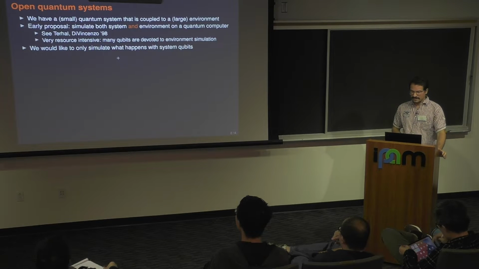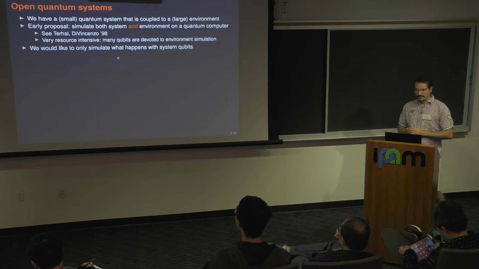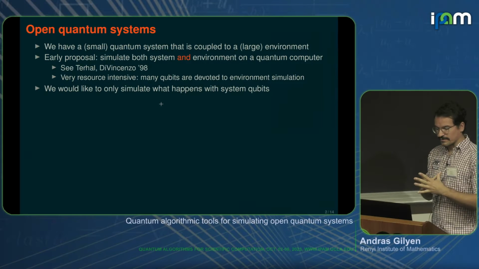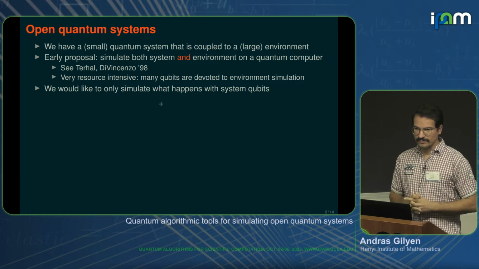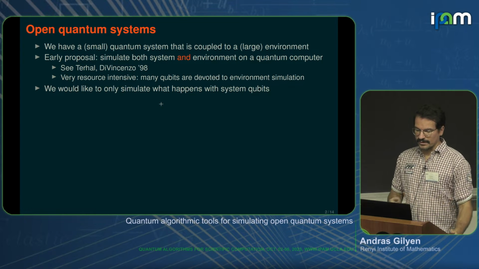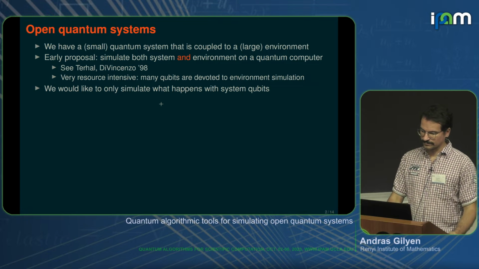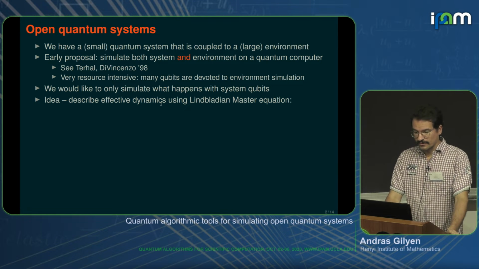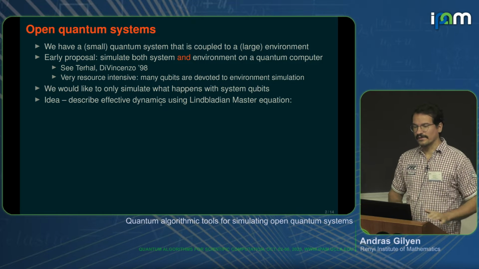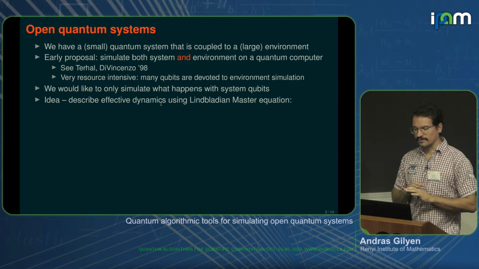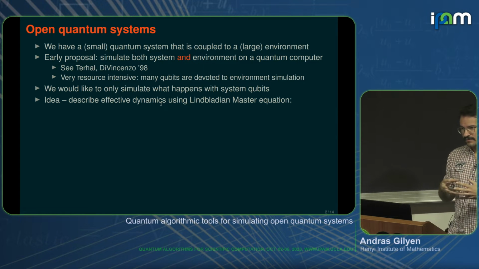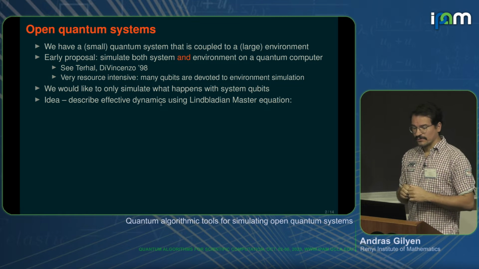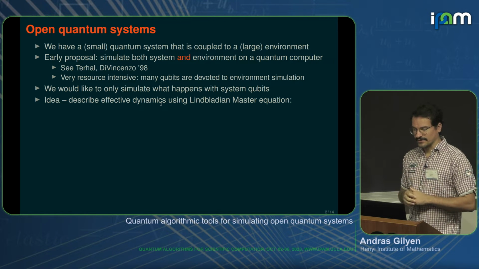People indeed looked at this question, and there was some development that I will flash a few things about. But the hope is that we can simulate the subsystem that we care about and only effectively describe what's happening to the qubits that are in the subsystem that we really want to study. And so an idea to somehow forget about the environment and not represent it on a quantum computer while you do simulation is that you describe the effective dynamics on your subsystem using what is called the Lindbladian master equation.